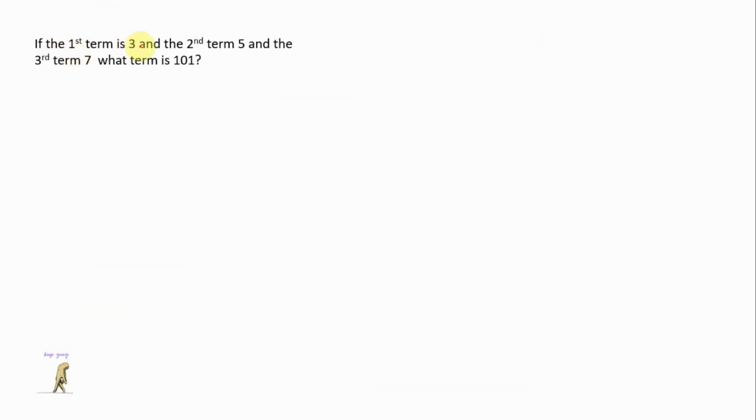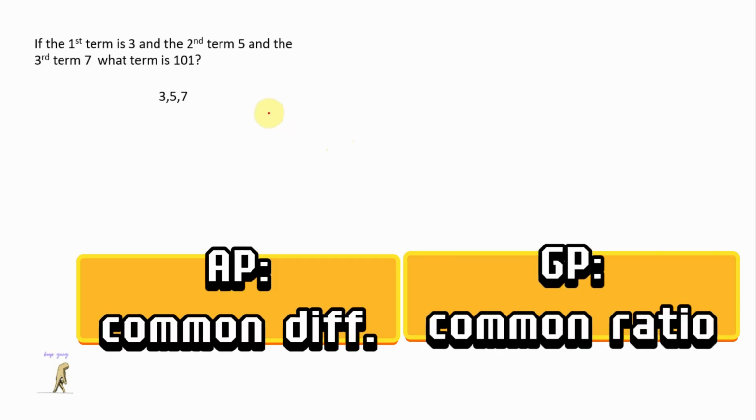So next, we do have a problem once more under progression. It says it has the first term of 3, and then second term of 5, and then third term of 7. What term is 101? So let's put our given here, the 3, 5, and 7. And we know that in order for us to use our calculator or even the formula that we do have, we need to test first if it is arithmetic or geometric, right? We know that in arithmetic progression, they have a common difference, and in geometric progression, they have a common ratio.